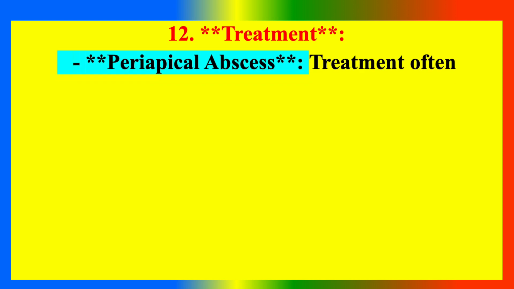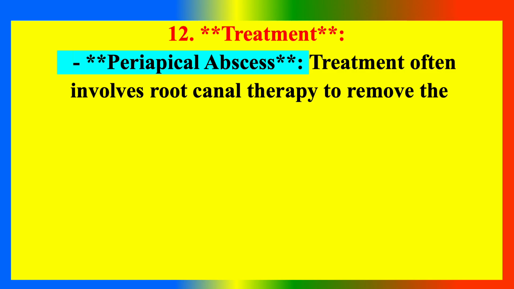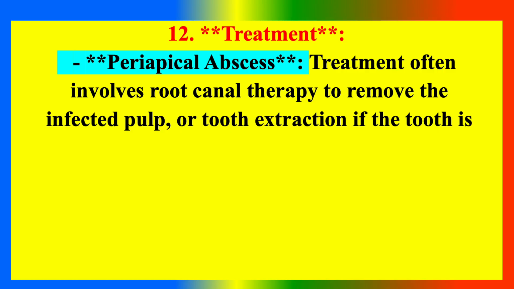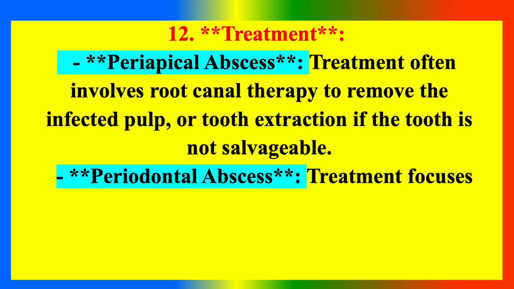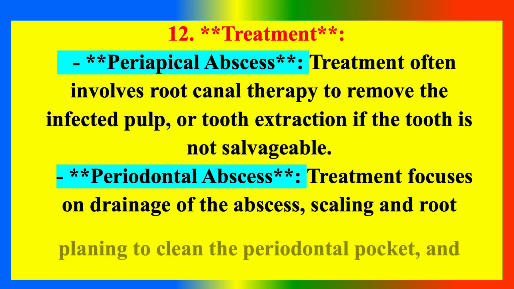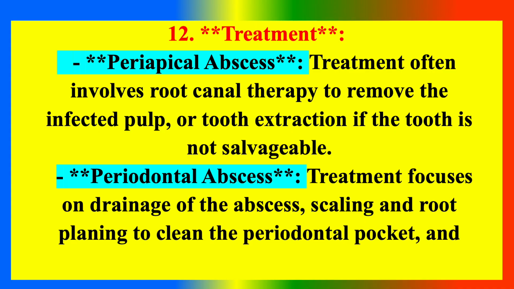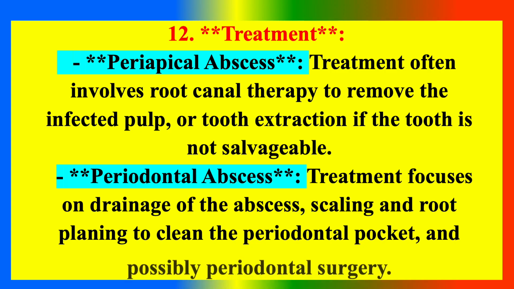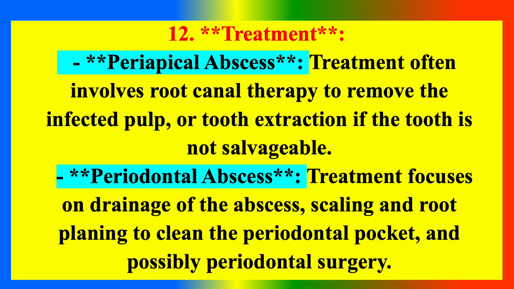Twelve, treatment. Periapical abscess treatment often involves root canal therapy to remove the infected pulp, or tooth extraction if the tooth is not salvageable. Periodontal abscess treatment focuses on drainage of the abscess, scaling and root planing to clean the periodontal pocket, and possibly periodontal surgery.